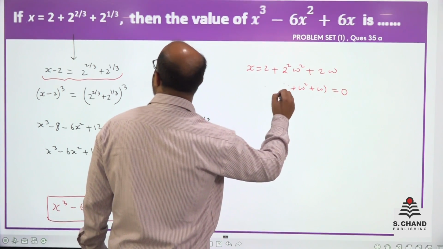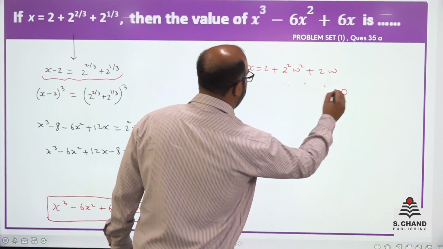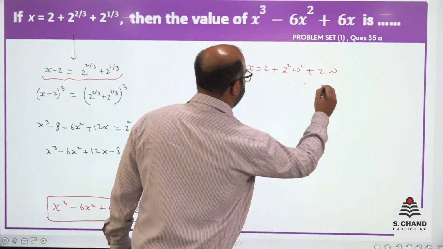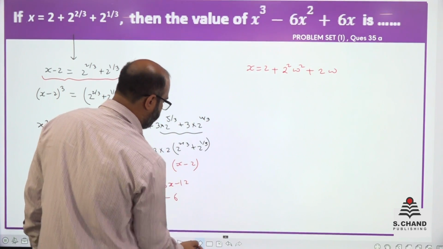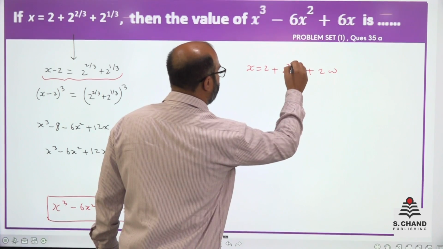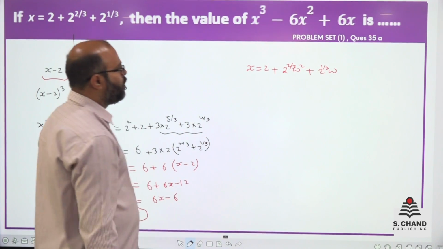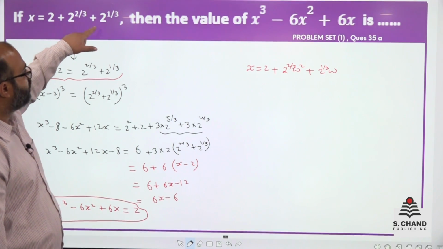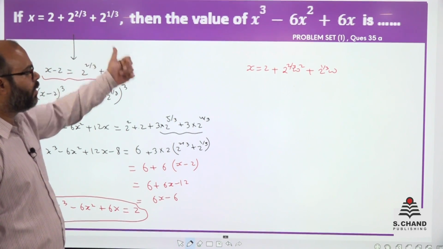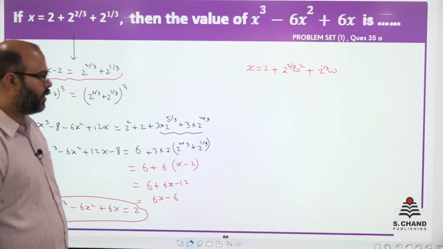2 plus, it is 2 to the power 2 by 3, not 2 square, and 2 to the power 1 by 3. 2 to the power 2 by 3 and 2 to the power 1 by 3. So this may also be written as 2 plus 2 to the power 2 by 3 omega square plus 2 to the power 1 by 3 omega, and then also you could have proceeded, but this method is anyhow a better method.